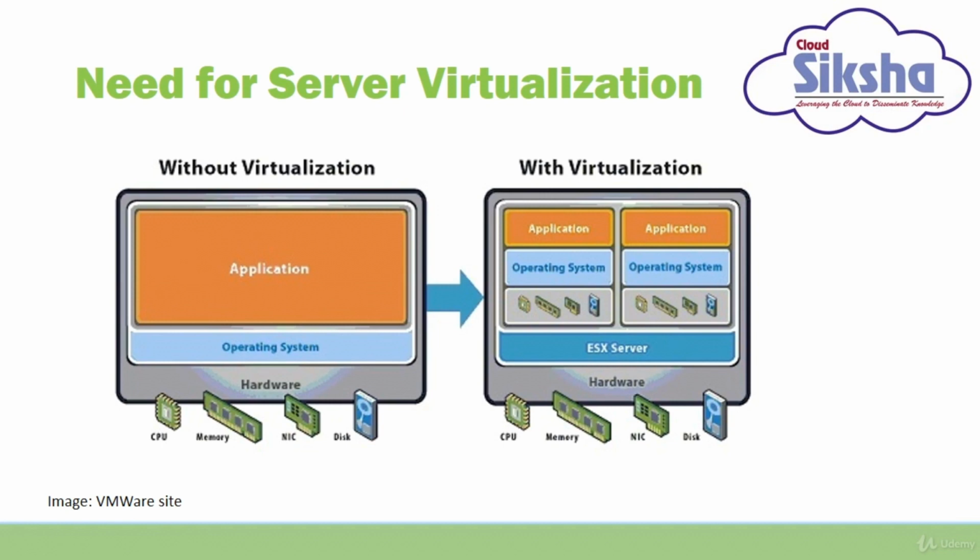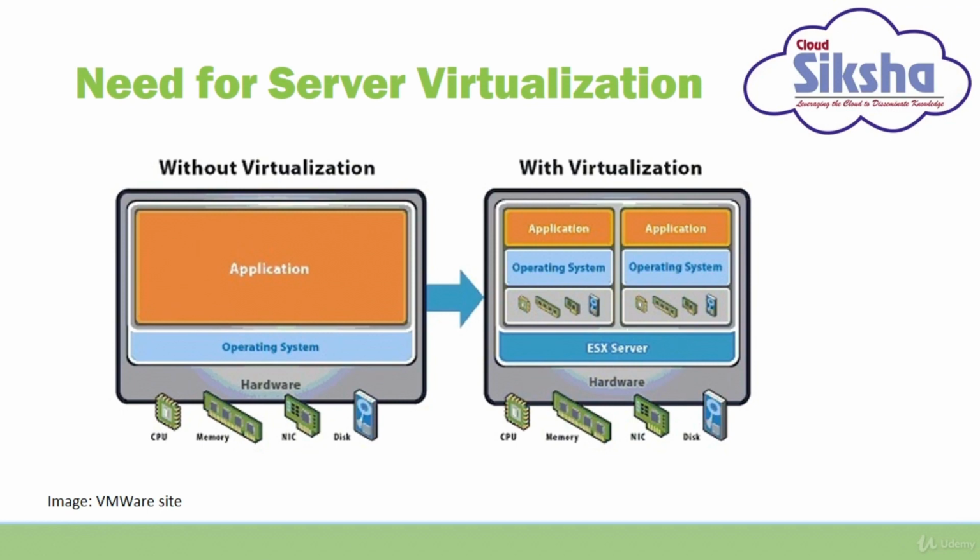And this ESX server here, or the hypervisor, takes care of ensuring that whenever there is a call to the memory, whenever there is a call to the CPU, it is translated and sent to the real physical resource. So that's the job of the hypervisor. The hypervisor virtualizes the physical hardware and presents it to multiple operating systems.